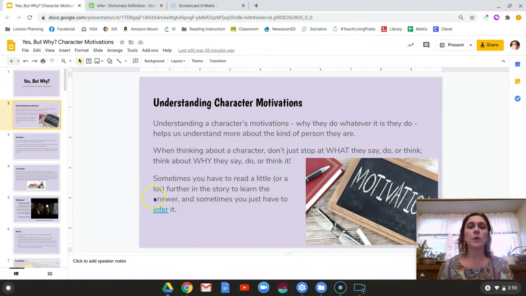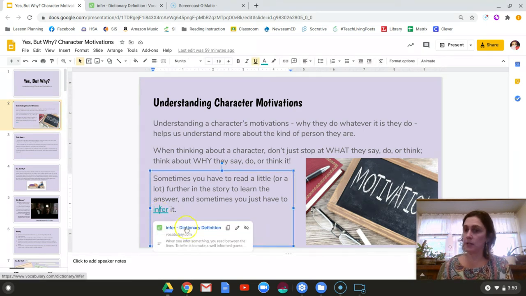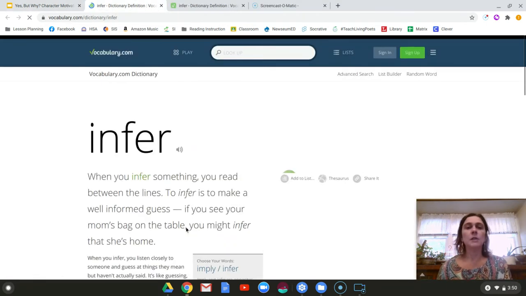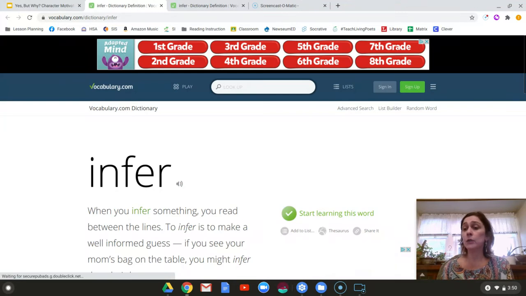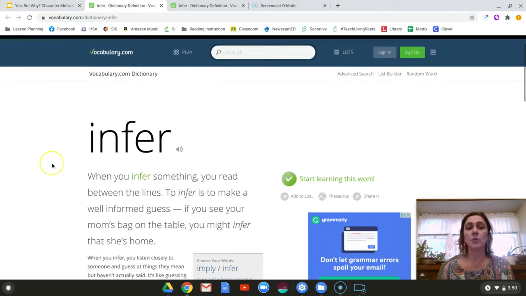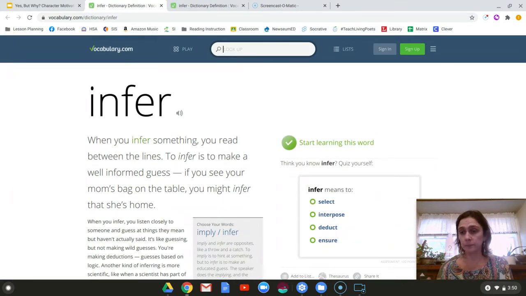Okay. So inference, I have put a link to it here just in case you need a reminder on what that means. Inference is when we get clues from the text or clues from our surroundings that let us know what's going on. Okay. For example, they give an example here. If you see your mom's bag on the table, you might infer that she's home.